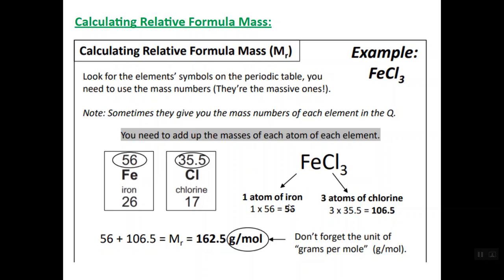So what they want you to do is what is shown here. You've got 1 atom of iron. If you go to your periodic table, iron is 56. You've got 3 atoms of chlorine. So 3 times 35.5 because chlorine is an isotope. And you will see that you get 106.5. That is the relative formula mass of that element, of that compound.